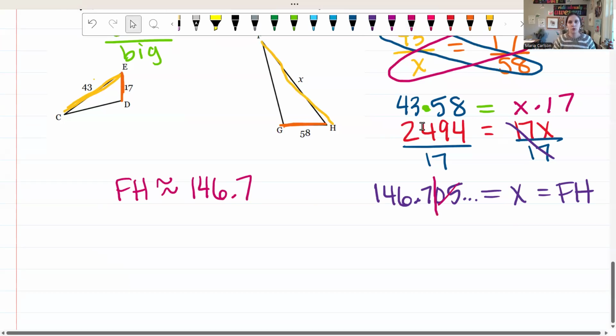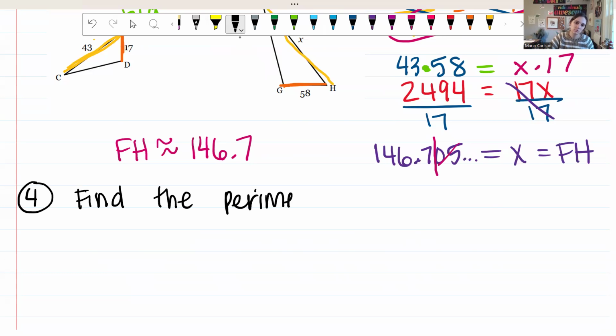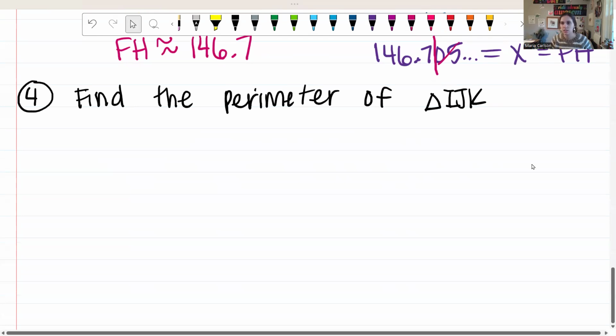All right, we're going to do one more. Number 4. Find the perimeter of triangle IJK. And we're not going to round it or anything. We're just going to leave it as it is. And this has an image, of course, which you can recreate if you can't print it.